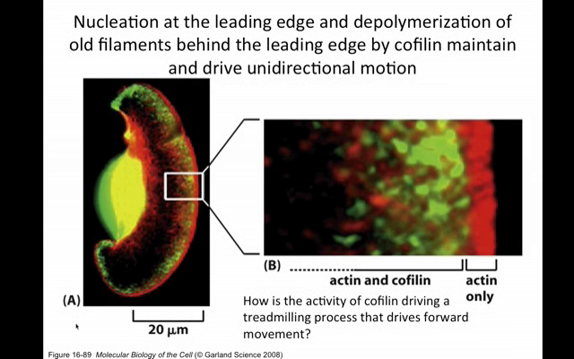Yep. So you've got this increased growth at your plus end, and you have this disassembly at your minus end, and that's what causes it to seem like it's moving. And that's what's happening here: you're growing at the plus end, and cofilin is disassembling at the minus end.